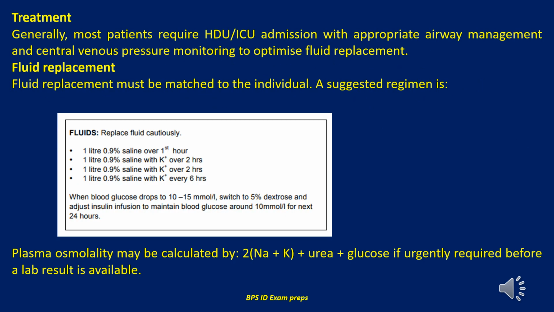Regarding treatment, generally, most patients require HDU or ICU admission with appropriate airway management and central venous pressure monitoring to optimize fluid replacement. Fluid replacement must be matched to the individual. A suggested regimen is shown in the table below. Pause the video and carefully scrutinize the table. Plasma osmolality may be calculated by the formula 2 times (sodium plus potassium concentrations) plus urea plus glucose if urgently required before a lab result is available.